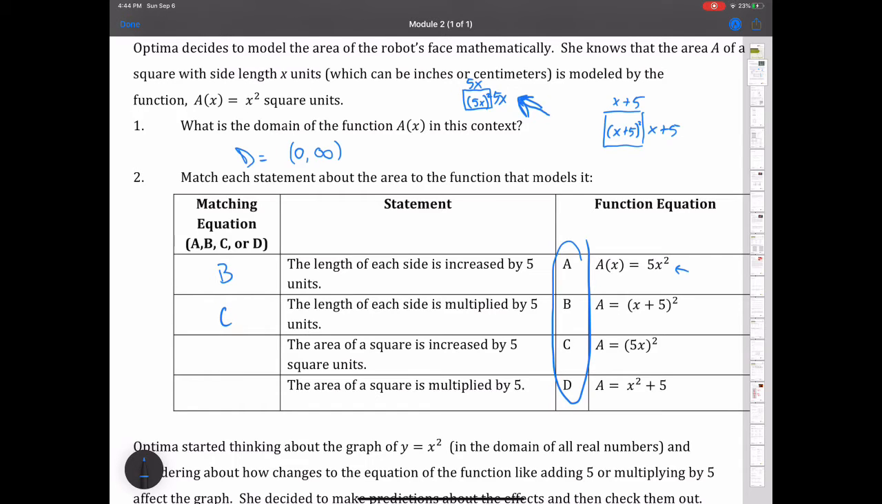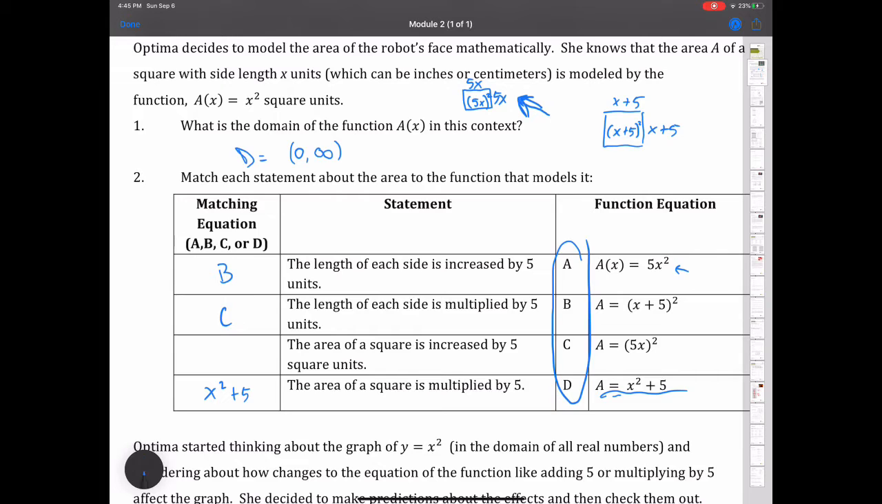Now the area of the square is increased by 5 square units. So think about this. We have the square, and then after it has been squared, after we already have the square, we add 5 more square units. So that's actually going to be D right here. It's not dealing with the linear factor anymore. It's dealing with the square factor. So once we're in the square dimension, then we add 5.